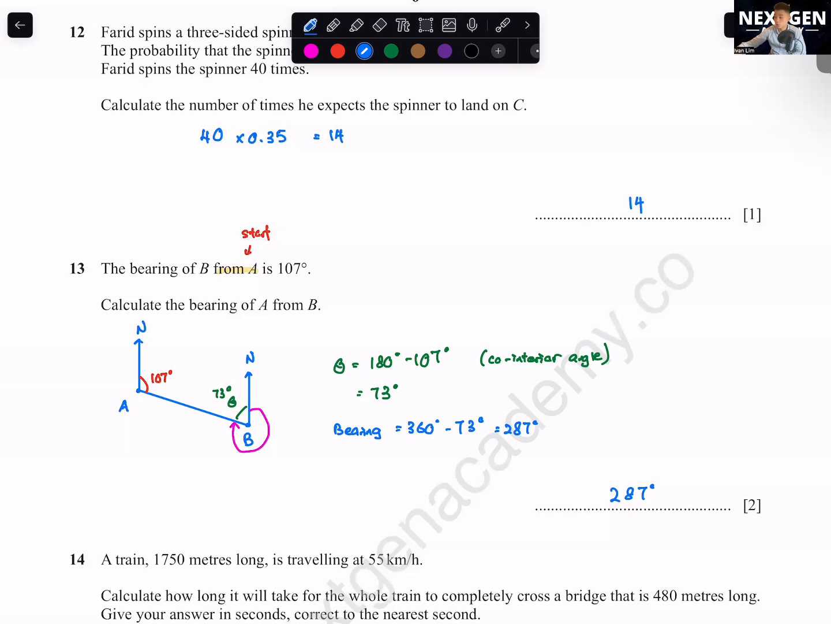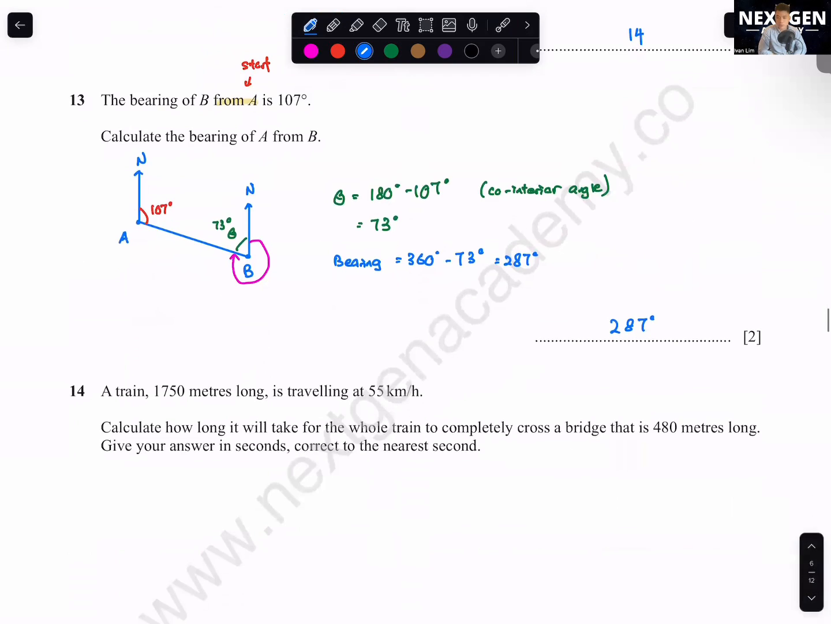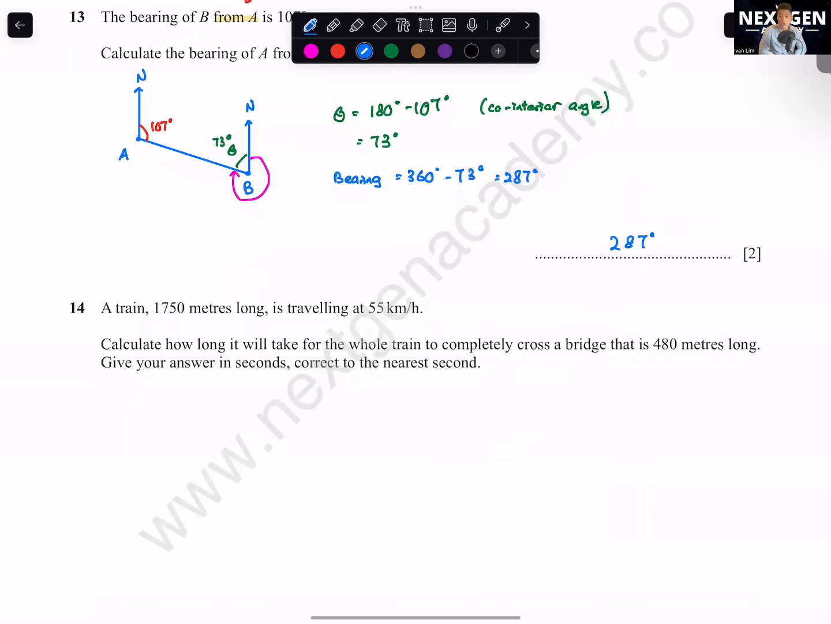Okay, let's go to question 14. A train 1,750 meters long is traveling at 55 kilometers per hour. Calculate how long it will take for the whole train to completely cross a bridge that is 480 meters long. Give your answer in seconds, correct to the nearest second. This question has come up numerous times over the many years. How do we understand this part?